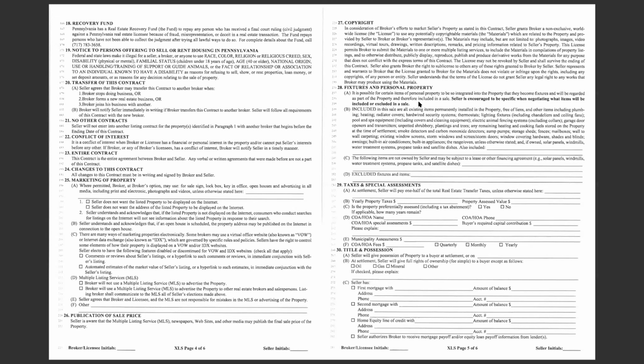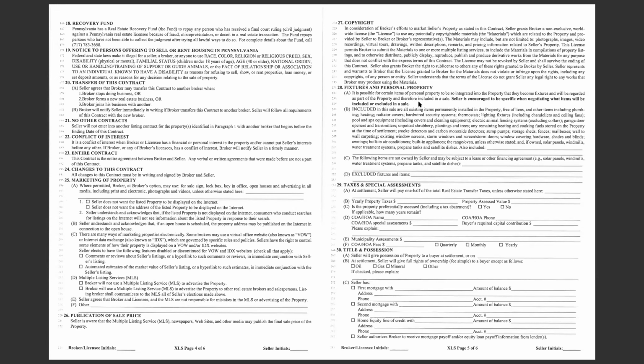What is excluded? If there's something that is not removable, for instance, there is a hot tub on the back patio that the seller is taking with them. Make sure that that is added, excluding the hot tub on the rear patio, and that is identified in bright.